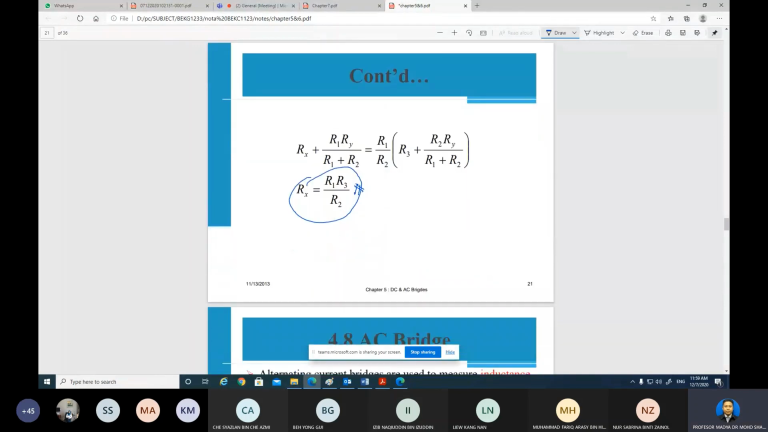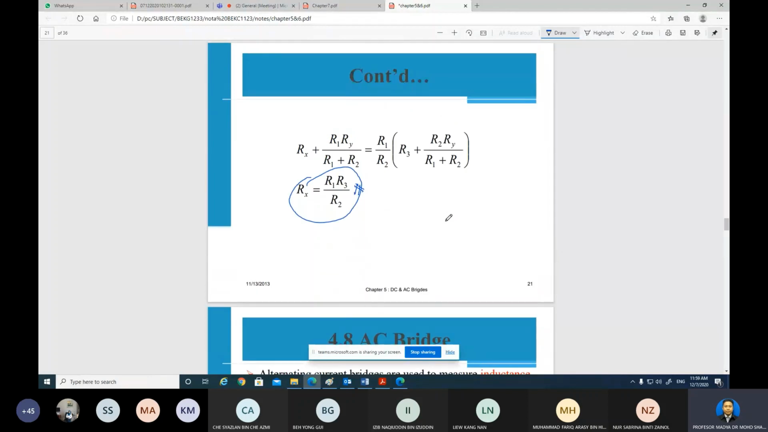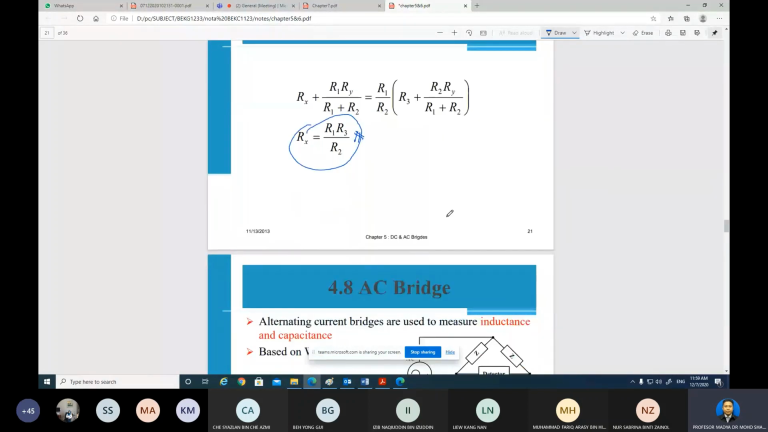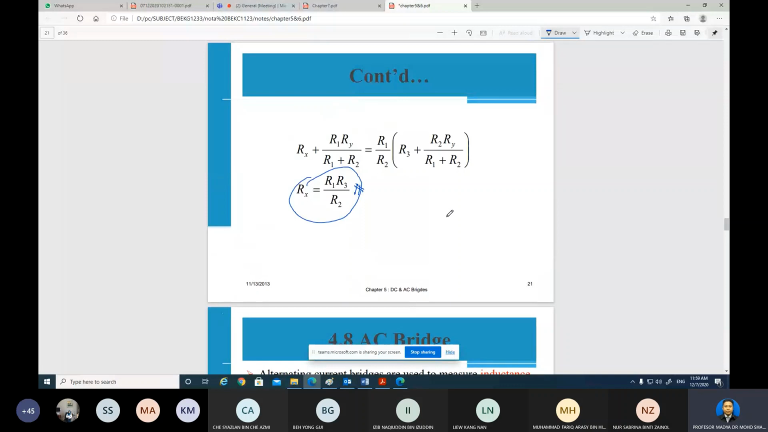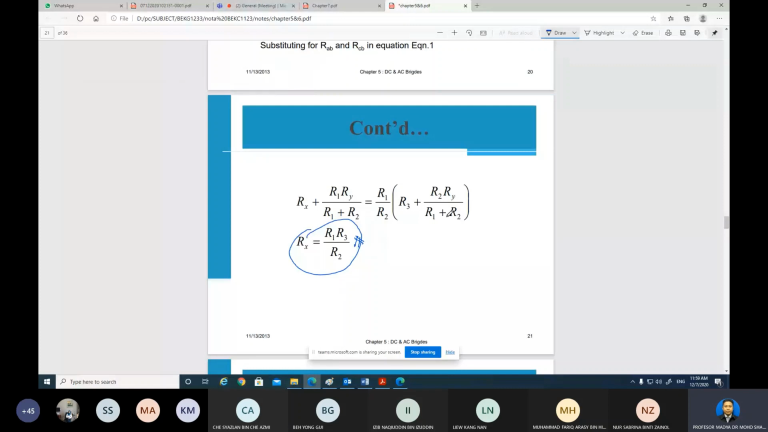Okay, so I think that's all for today. That's all for the DC bridge. Maybe next week we go for the AC bridge. As I mentioned, for the DC bridge we have two bridges: first the Wheatstone bridge, and second the Thevenin bridge. After we finish the AC bridge, we go for the tutorial for the DC and AC bridge chapter, and also the oscilloscope.